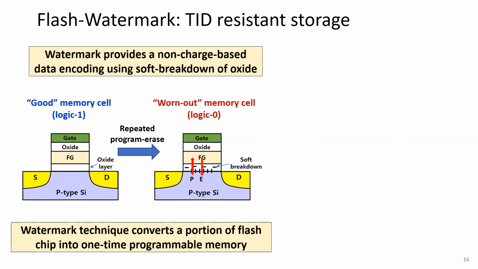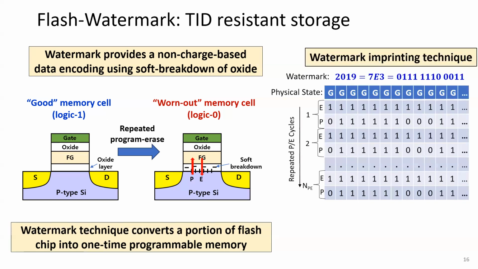So this is more like an anti-fuse type of memory, or one-time programmable memory, where the oxide is broken. So this will be a one-time programmable memory analog. And the way we do it is as follows. Suppose we want to watermark, say, 2019, and this is a digital equivalent. All we need to do is erase the memory, write the data, again erase the memory, write the data.